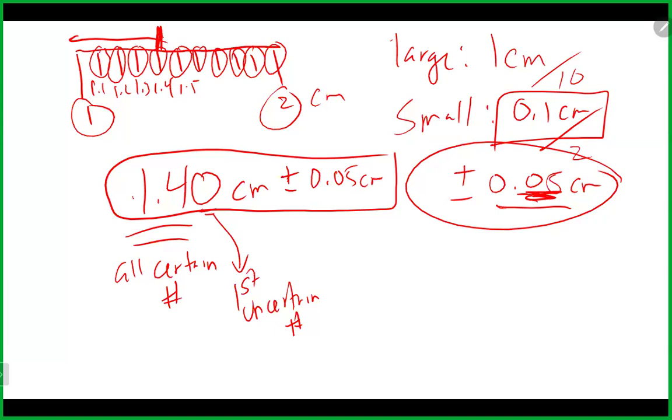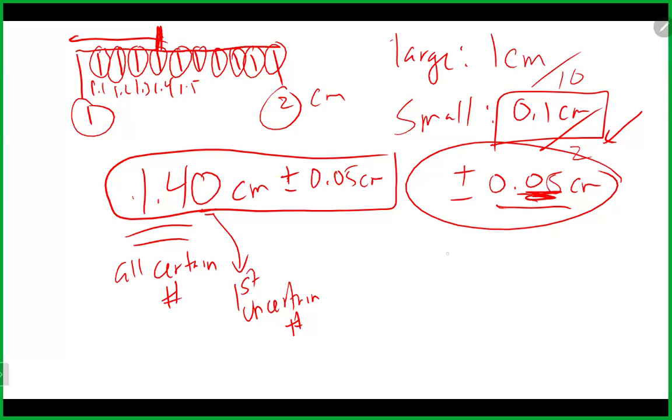Typically speaking, you can go one more place to the right of the smallest marking. Not in all cases, but 99% of the time, whatever the smallest marking is, you can go one more place to the right. We did see an example where you can't do that. But this dividing by 2 does always tell you how far you should take the reading.